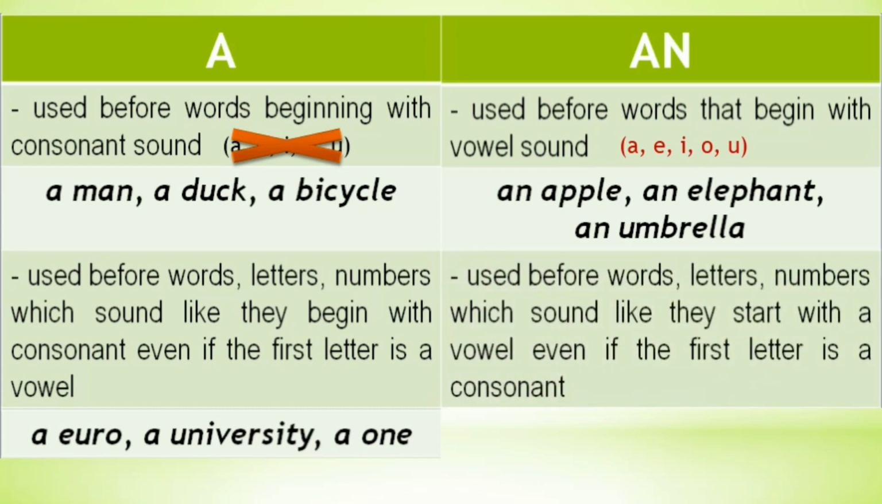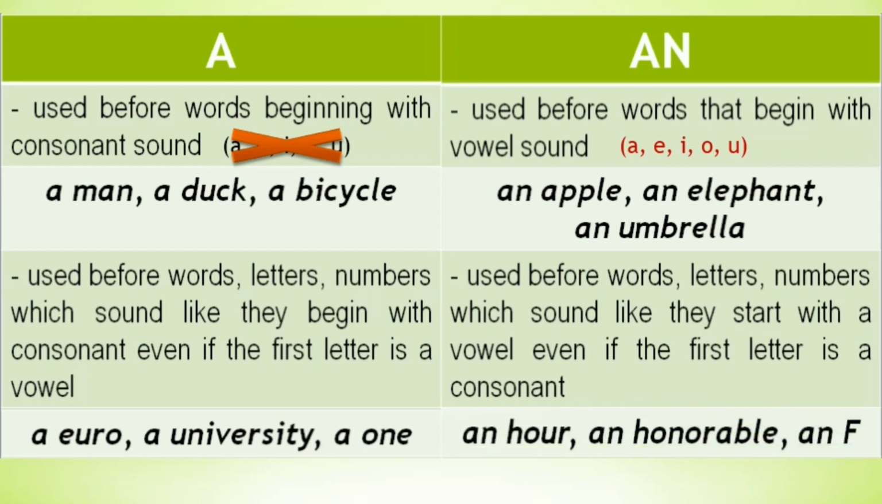While "an" is used before words, letters, or numbers which sound like they start with a vowel, even if the first letter is a consonant. So it's the opposite of "a," wherein in the examples, the words after the article "an" begin with consonant letters, but they sound like vowel sounds. Examples: an hour, an honorable, an F. So H there sounds like "ah," right? Hour, and in honorable we have O, right? And of course, F there sounds like E.